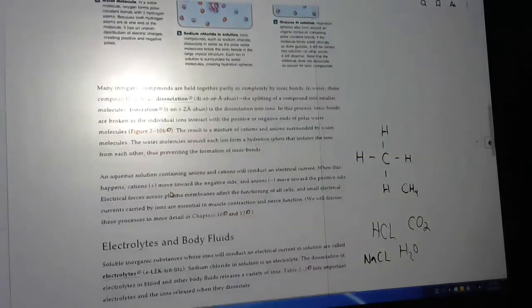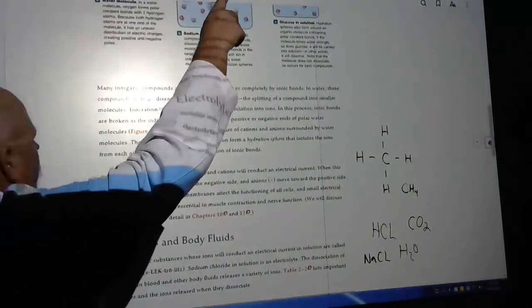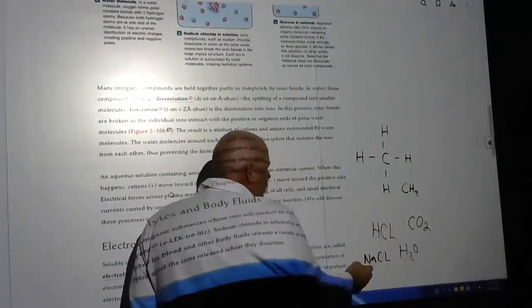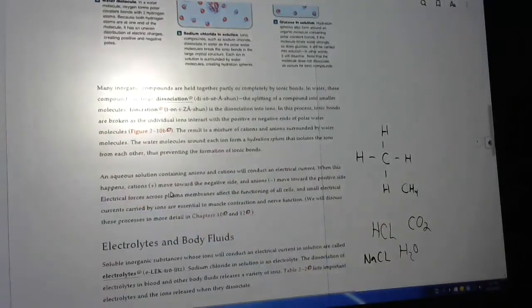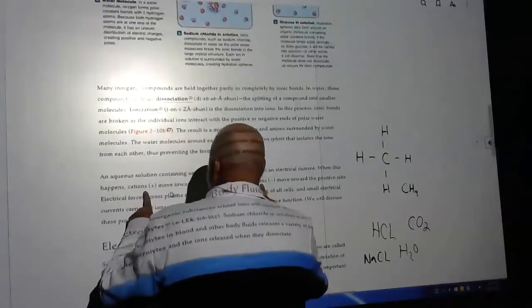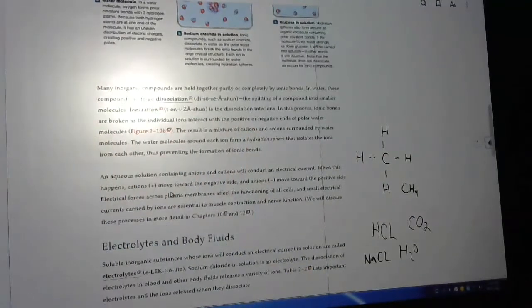Now, when I put salt into water, we said it dissociates. What does that mean? That means the sodium chloride, NaCl, splits apart. Remember what kind of bond NaCl is? It's an ionic bond. When it splits apart, it makes a sodium and a chlorine, a cation and an anion, right? A cation is positive, and an anion is negative. So they dissociate, they don't dissolve. Everyone says, oh, the salt dissolved in water. No, it didn't do that at all.